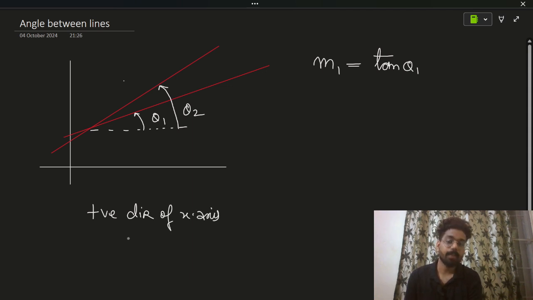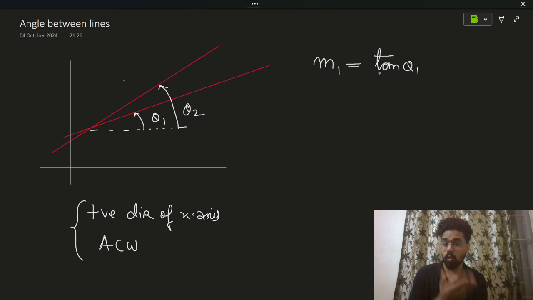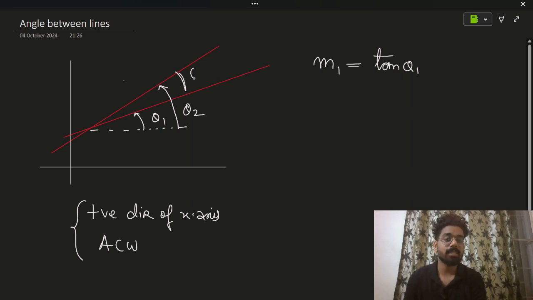and anti-clockwise sense. That's how we should measure our theta, the angle of a line which is used to calculate the slope. So slope is equal to tan of theta. Theta is the angle measured along the positive direction of the x-axis in the anti-clockwise sense. Alright. Now what is the angle between both of them? It's theta 2 minus theta 1.